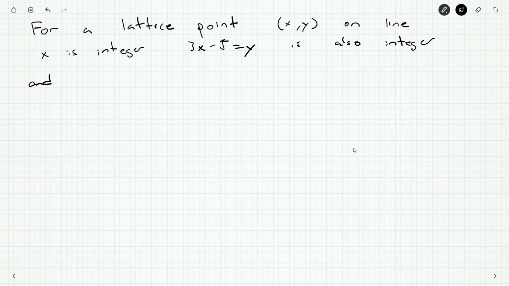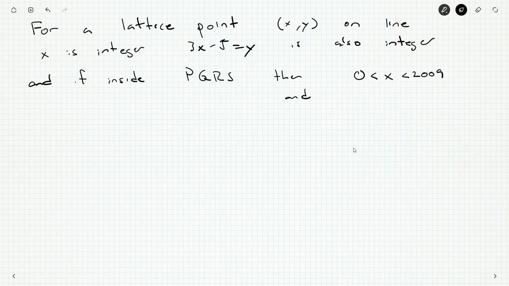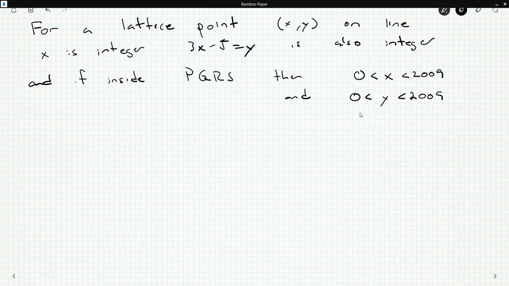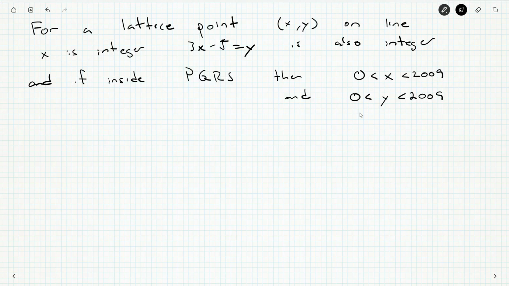And if it's inside PQRS, then I'm going to say 0 is less than x is less than 2009. And we also have y must be in this range as well, because that's what these bounding lines out here are. This is the line x equals 2009, can't go further than that. And this is y equals 2009, can't go beyond that. Well, the x values, this limits us to 1, 2, 3, all the way up to 2008. So that's 2008 possible integers.